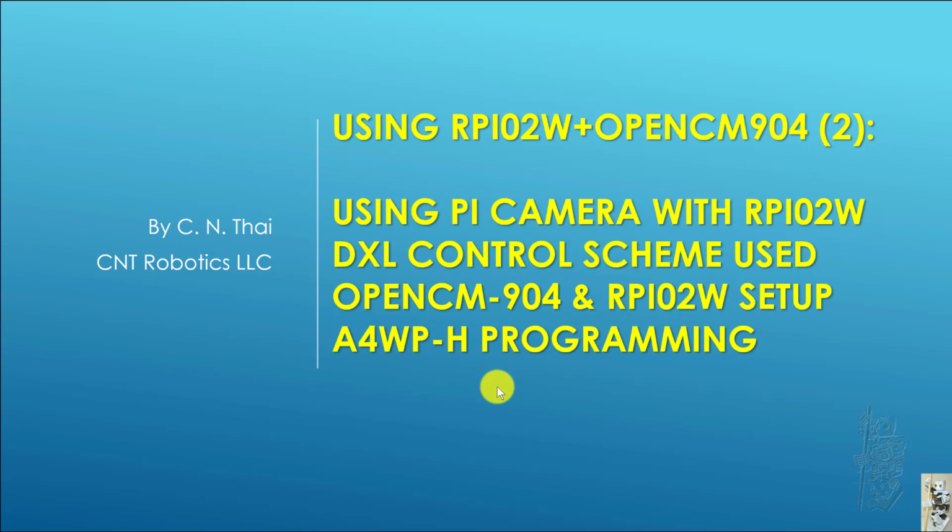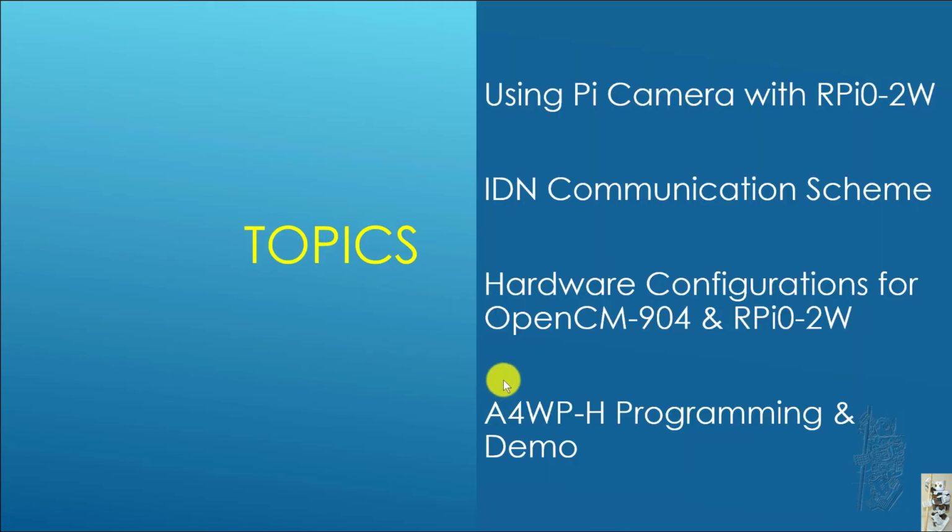A4-WP-H. So here we go again. I will show some specific Pi camera issues to use with the RPi0-2W that I need to share. I will show the independent dynamic source network communication scheme that I'm going to use, the hardware configuration of both of them, power and communication and control, and then some of the programming aspects, and then a demo video at the end.